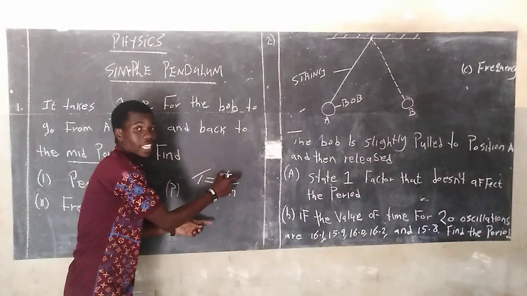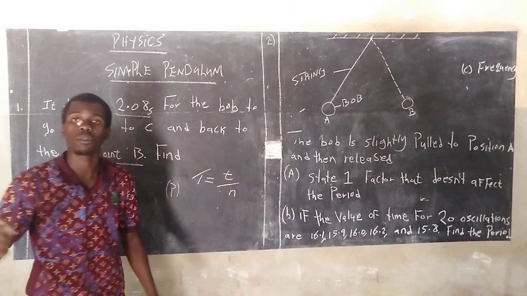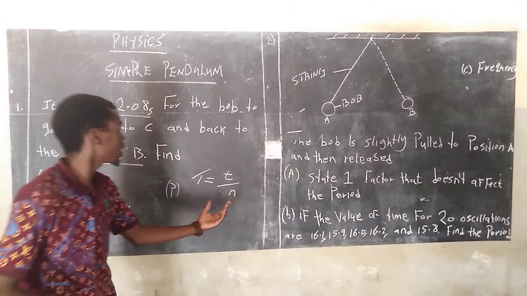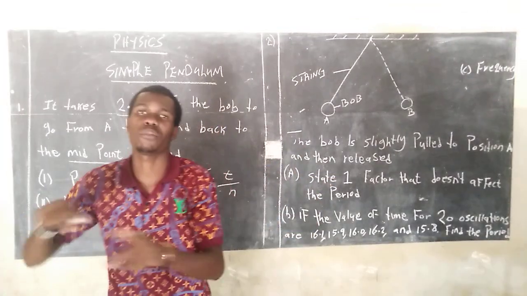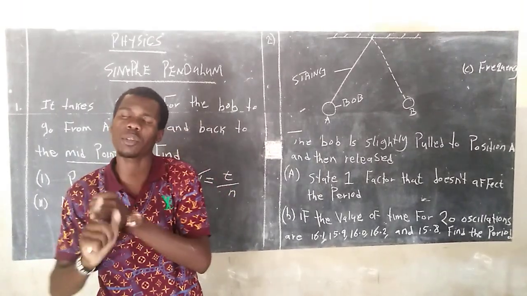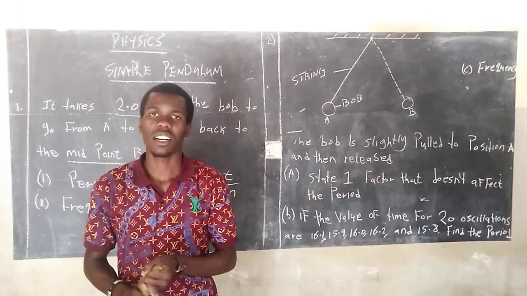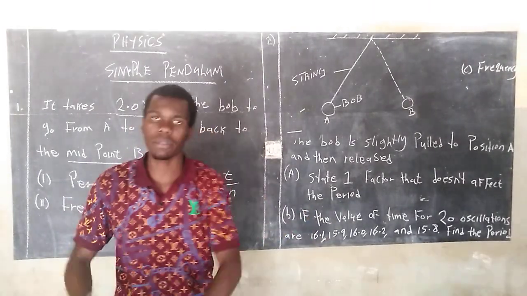So T, the period, is equal to the time taken over the number of oscillations. Here we call it the number of oscillations, but under waves, we call it the number of waves. Simple as that. There is a minor relationship between pendulums and waves.